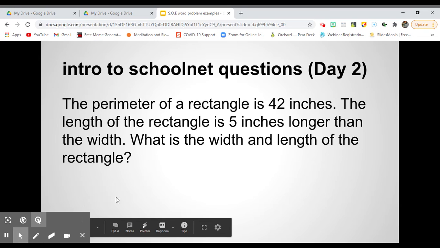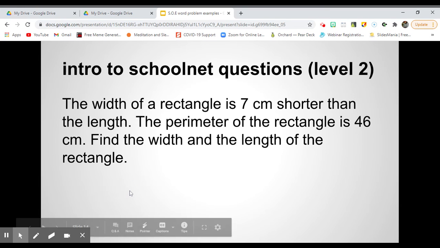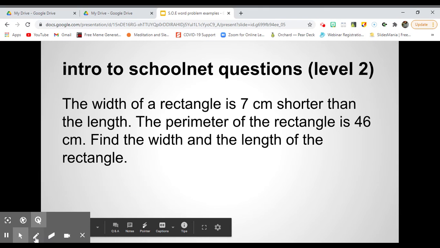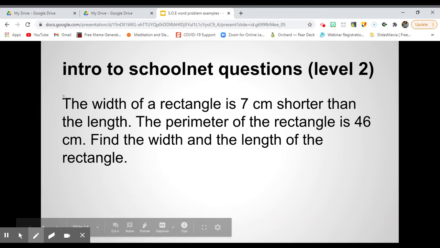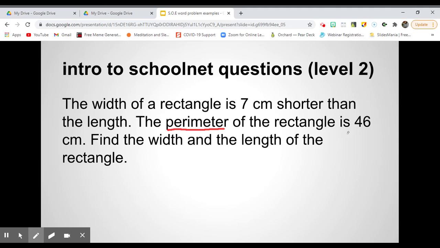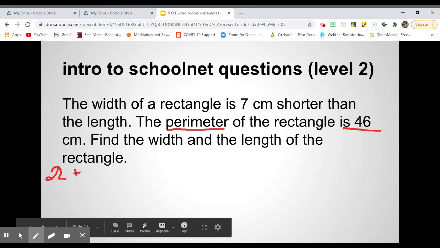Okay, let's do one more. Okay, so this one, we need to really pay attention to the words that I see. So first I'm going to look for the perimeter is, just because we've started with perimeter for the first part of all of the word problems. So I'm going to continue to start with perimeter. Here we go. The perimeter is 46. So 2L plus 2W is equal to 46.